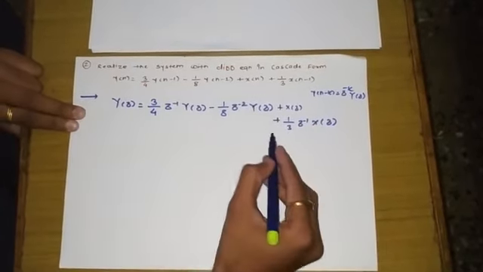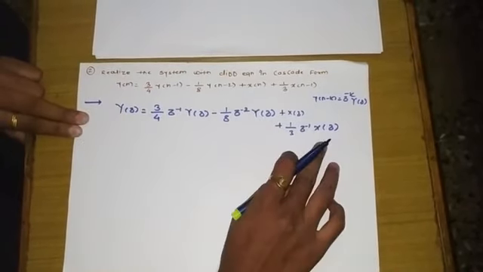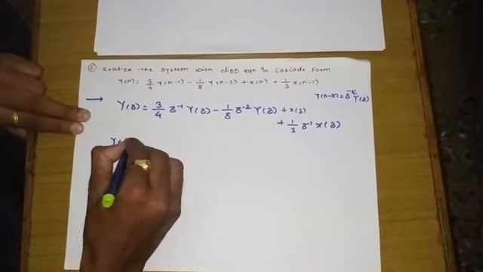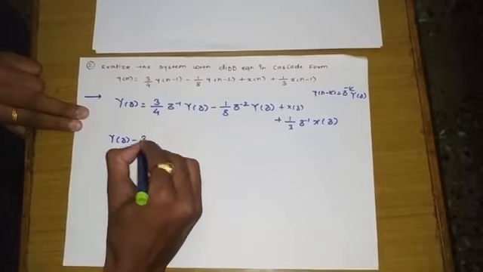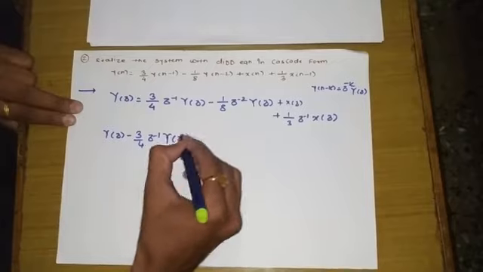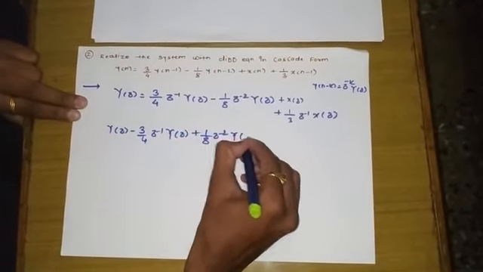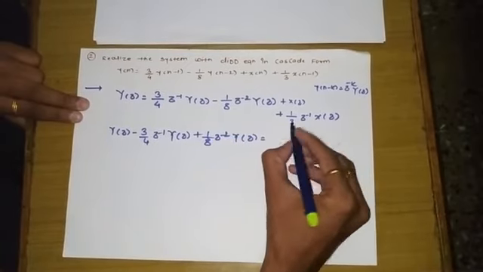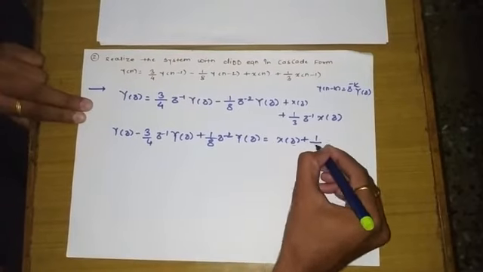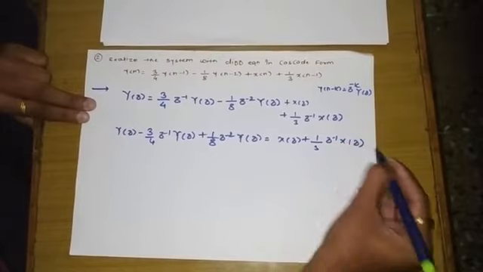Now in order to obtain h of z, we'll collect all y of z terms to one side and x of z terms to the other side. So by that we can write y of z, this term shifted, minus 3 by 4 Z inverse y of z. This minus becomes plus 1 by 8 into y of z is equal to this term as x of z plus 1 by 3 Z inverse into x of z.